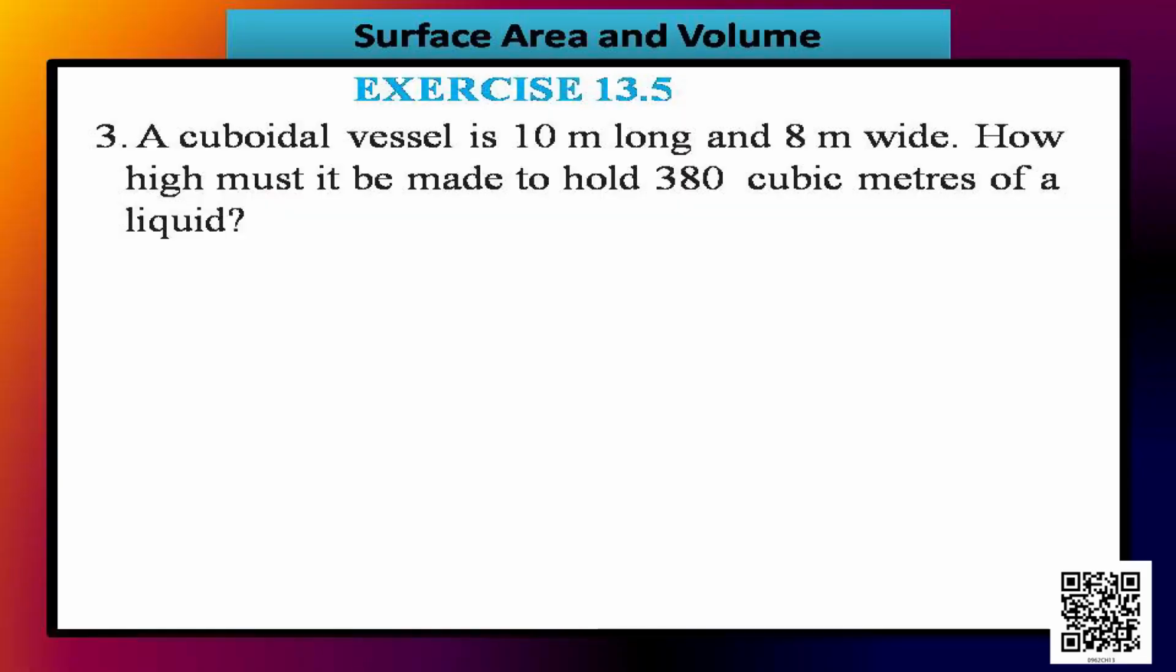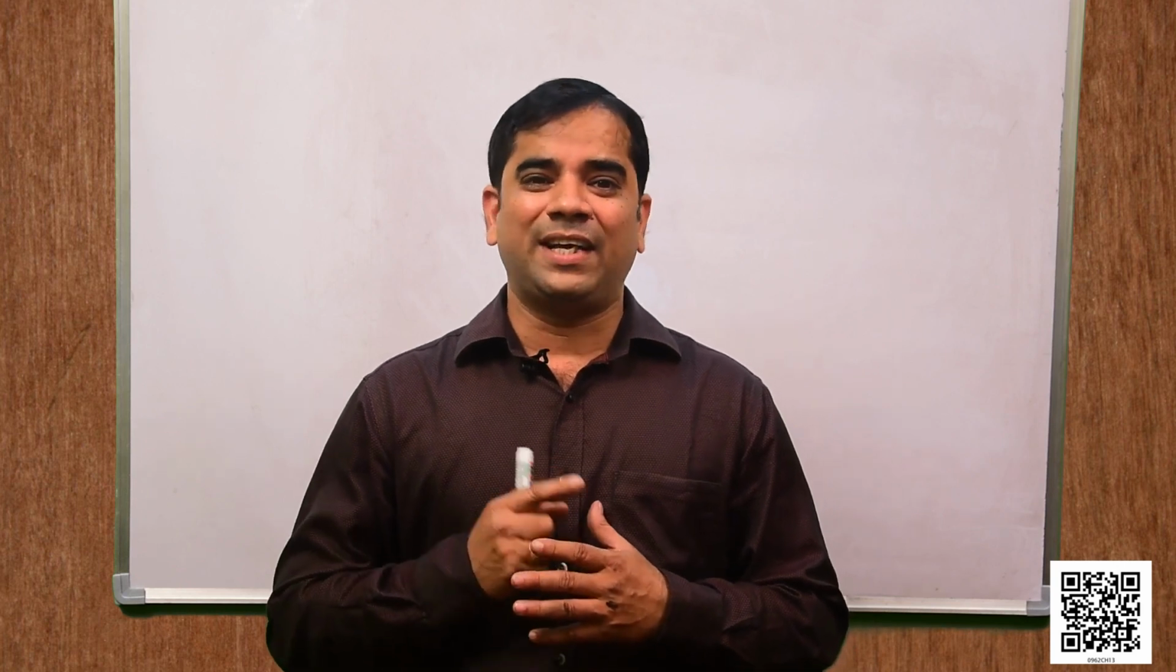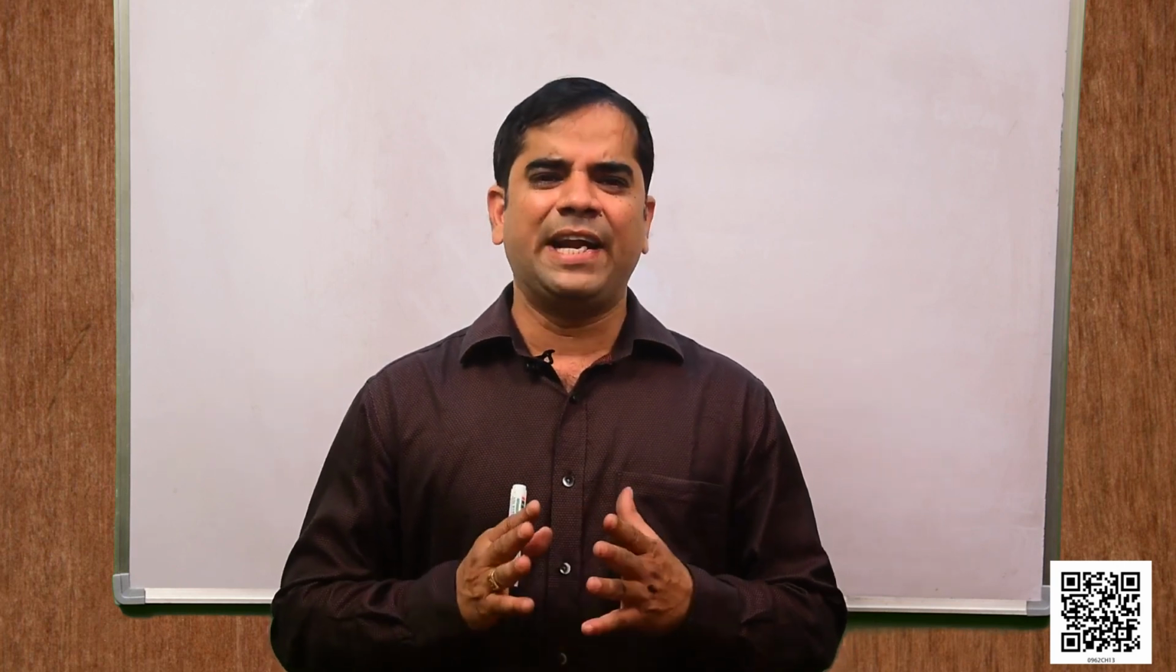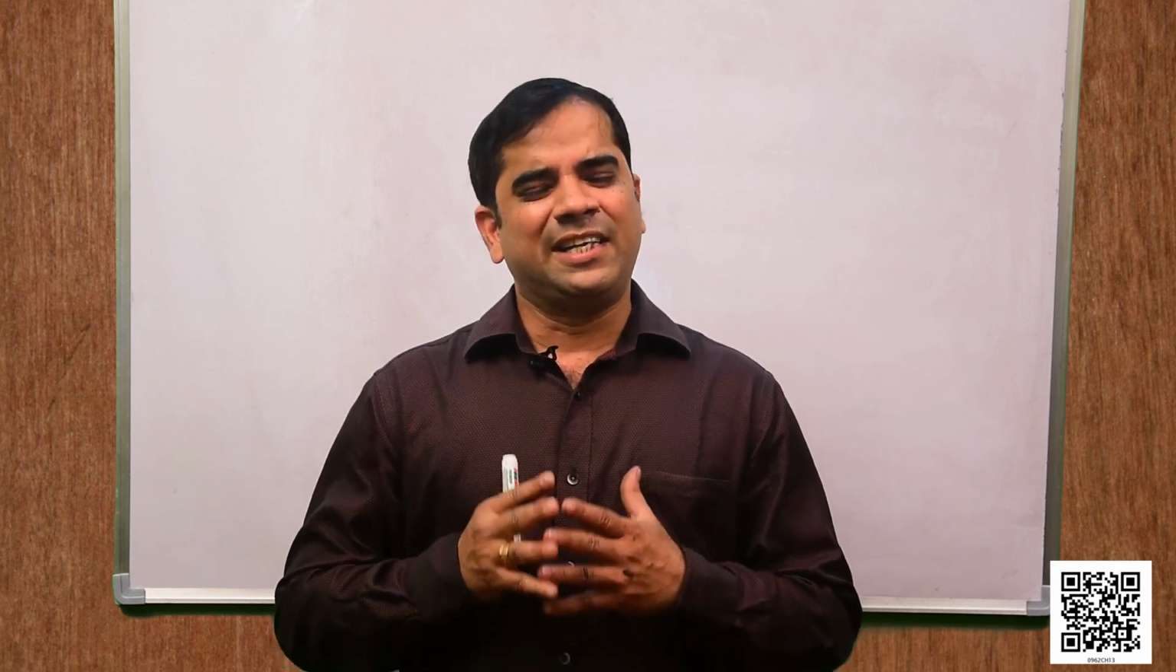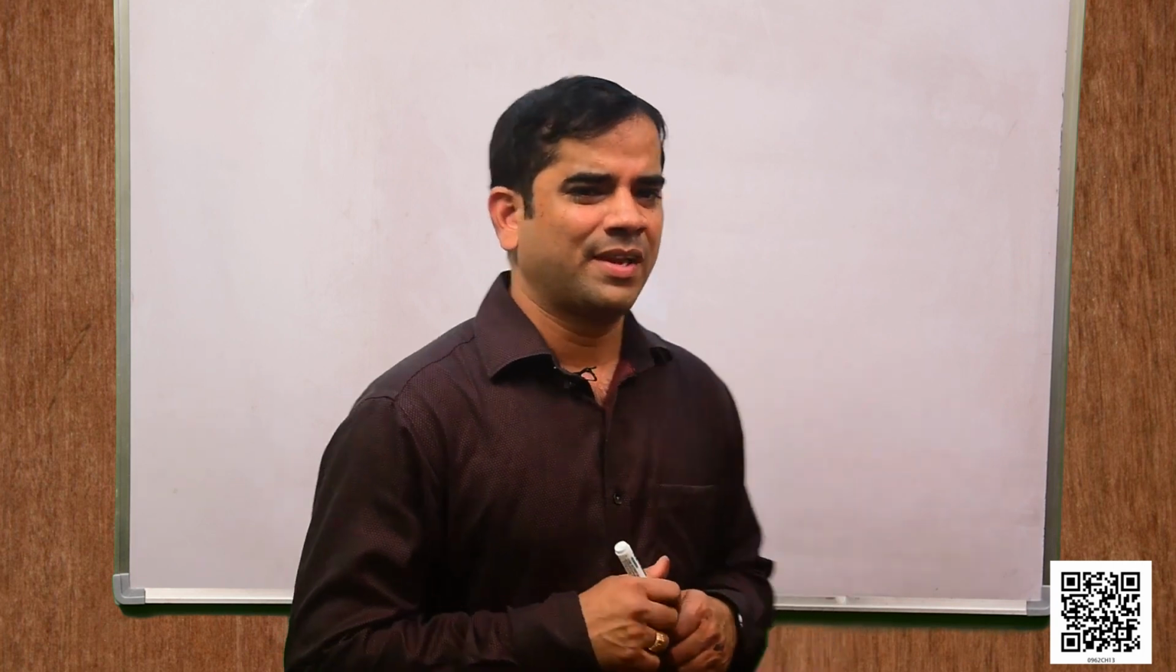It says a cuboidal vessel is 10 meter long and 8 meter wide. How high must it be made to hold 380 cubic meters of a liquid? Here the volume is given, that is 380 cubic meter. Length and width are given. We need to find out the height. So, let us discuss the solution.